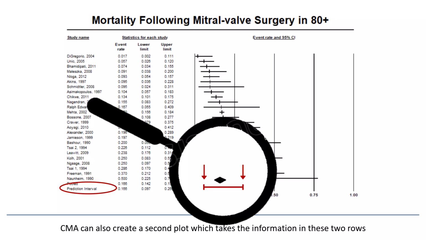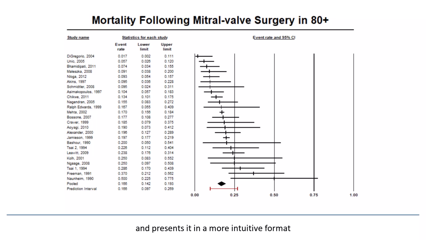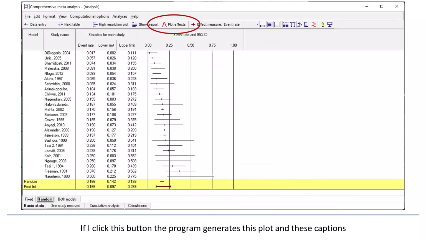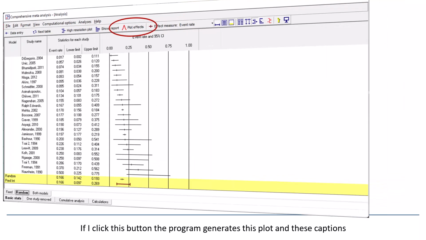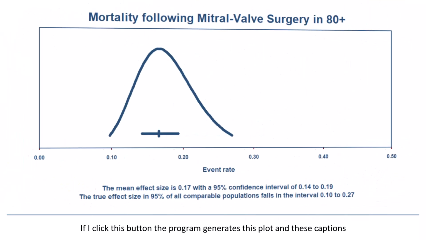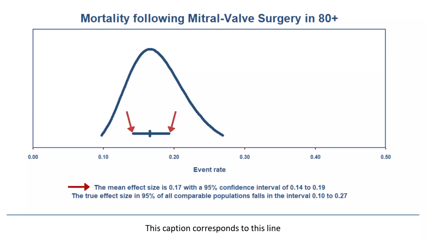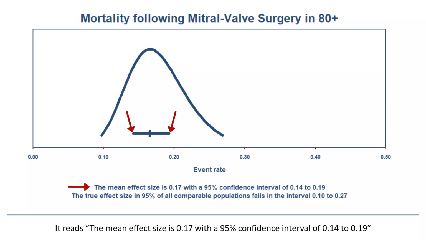CMA can also create a second plot, which takes the information in these two rows and presents it in a more intuitive format. If I click this button, the program generates this plot and these captions. This caption corresponds to this line. It reads, the mean effect size is 0.17 with a 95% confidence interval of 0.14 to 0.19.